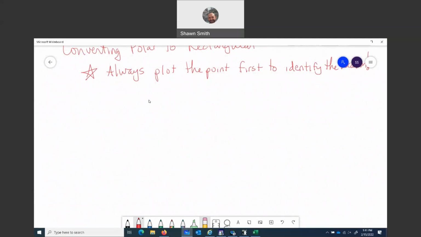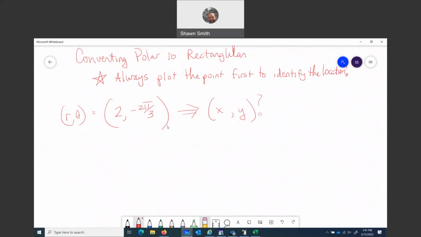All right, so let's just say 2 and negative 2 pi over 3. That's our r, theta. And we want to transform that to x, y. All right, so let's plot it. And then we can derive the formulas really easily. Okay, so even if you forget, oh, I don't remember if it's this, I don't remember if it's that, watch how easy it is.